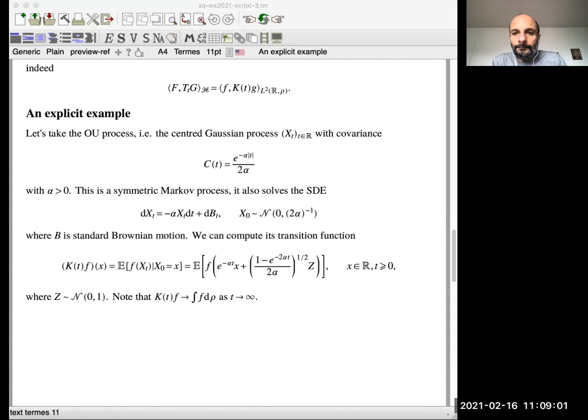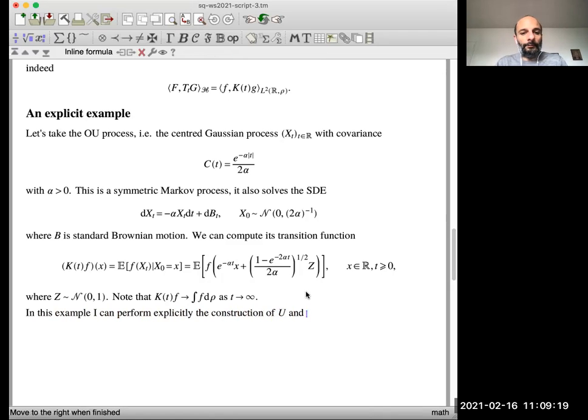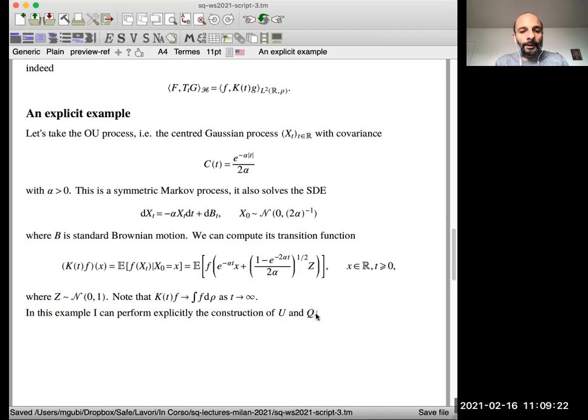So now in this example, what I want to do is perform explicitly the construction of U and Q. Remember, U is the unitary group and Q is the homomorphism which encodes both K and U. And you check that it's strongly continuous. That one can check.